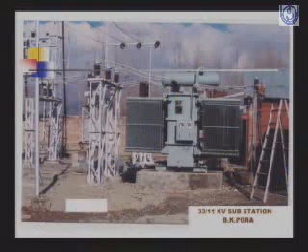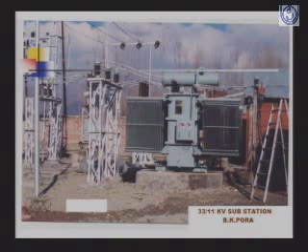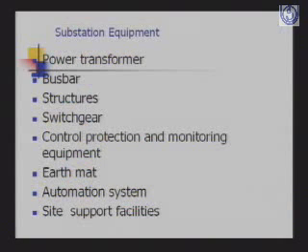This is a picture of a 33 by 11 kV substation in J&K, and you can see what it looks like. We are going to discuss the various equipment installed in this substation. The main substation equipment are the power transformer, the bus bar, the switchgear, the structures, the control protection and monitoring equipment, the earth mat, the automation system, and the site support facilities. We are going to discuss each of these in slightly greater detail.